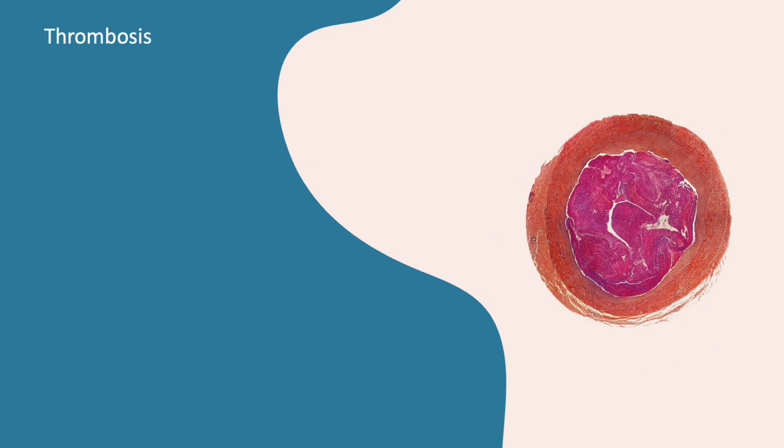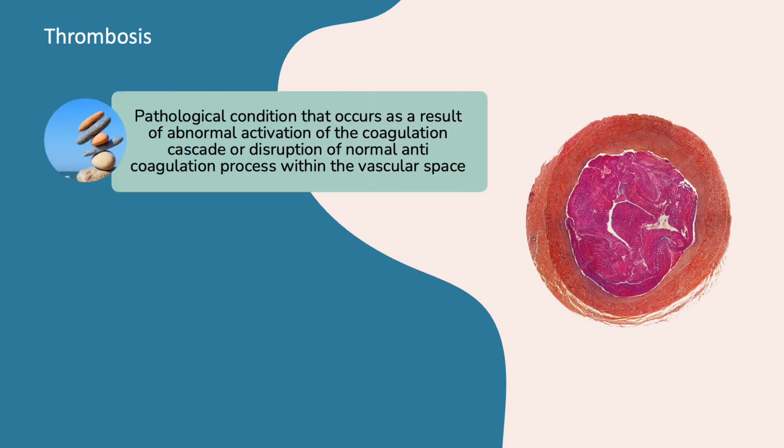While coagulation itself is a physiological process that kicks into place to prevent hemorrhage or bleeding when there is a cut in the blood vessel, thrombosis is a pathological condition that occurs from the abnormal activation of the coagulation cascade or disruption of normal anticoagulation processes within the vascular space.